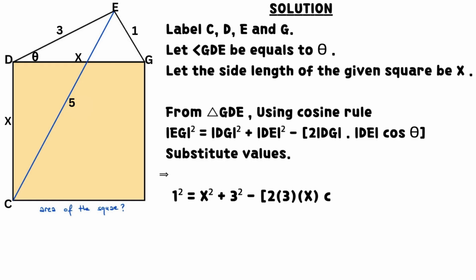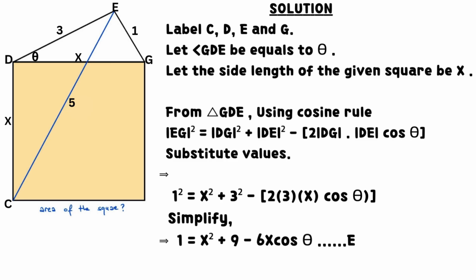This implies that the square of 1 equals the sum of the square of x and the square of 3, minus 2 times the product of 3 and x multiplied by cosine theta. Simplify. It follows that 1 equals the sum of the square of x and 9 minus 6 times x multiplied by cosine theta. We call it equation 1.